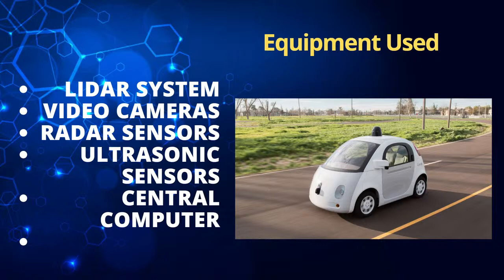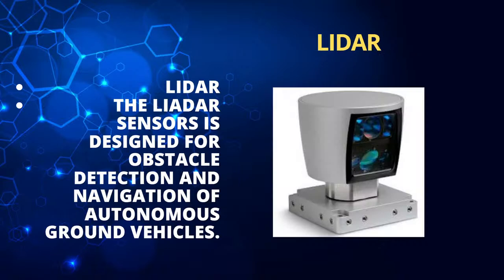So radar, LiDAR, camera, 3D camera, and GPS information, everything is combined to make a single decision, whether how much speed the car should be moving, whether it should be taking turns, and whether it should be stopping or slowing down. It needs to make a single decision at a time based on all these input values. So if you take the LiDAR sensor, it is designed for obstacle detection and navigation of autonomous ground vehicles. So it is mainly used for obstacle detection and navigation of ground vehicles.